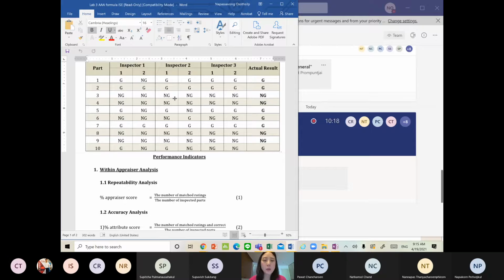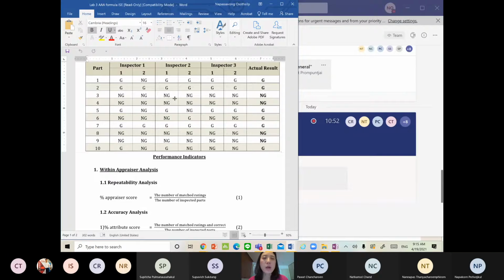But sometimes we have parameters, for example dimension parameters like width, thickness, those kinds of things. The result comes in terms of numbers, right? So we have to analyze those numbers to check whether they are correct and have repeatability. We will talk about measurement system analysis for variable data in the next two classes.